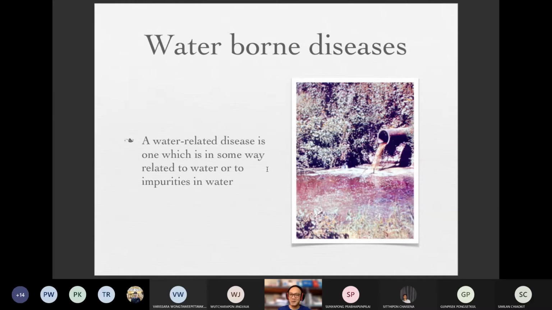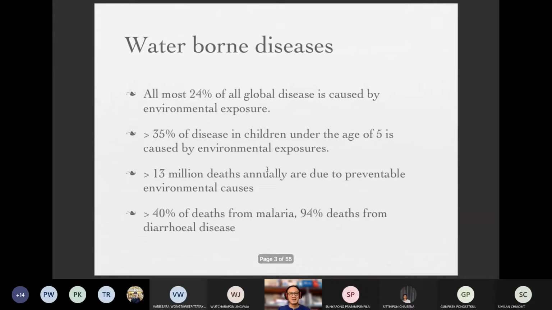There are a number of diseases related to water or the contaminants in water. In these presentations, I have collected statistical records relevant to waterborne and environment-related disease. So you can have a look. The disease which is widely known as a waterborne disease is diarrhea. If you drink contaminated food or contaminated water, you can easily get diarrhea.